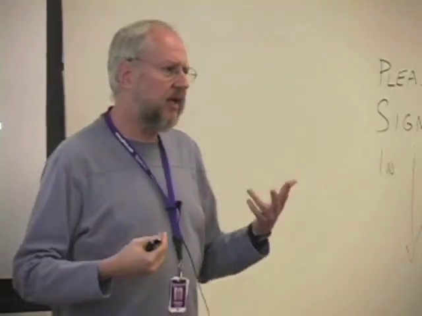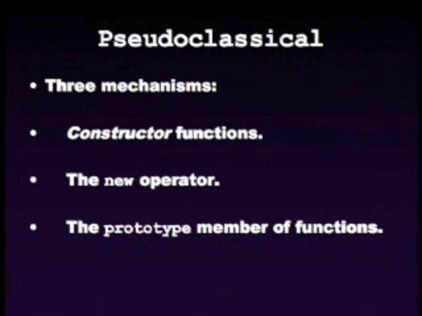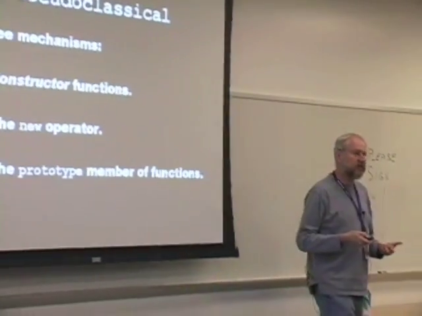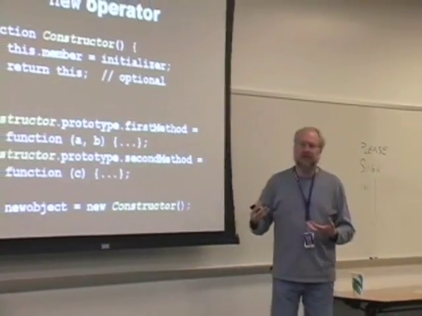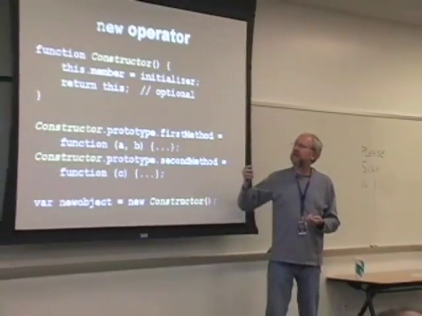To do this, they provided three mechanisms. First was constructor functions, the next was the new operator, and then the next was the prototype member of functions. And by combining these three things, they get pseudoclassical inheritance. This is the basic pattern that you get in pseudoclassical.